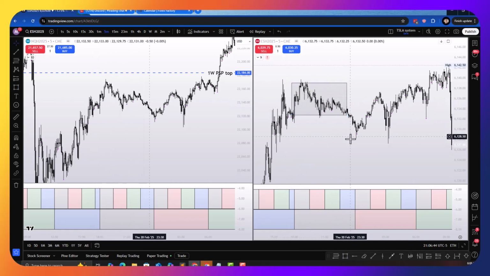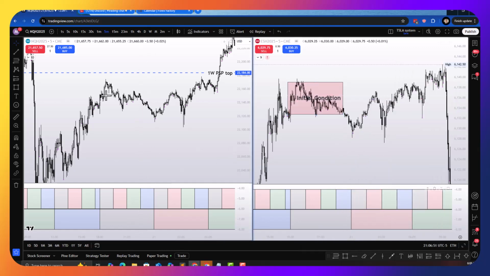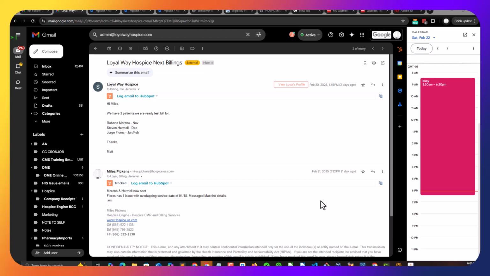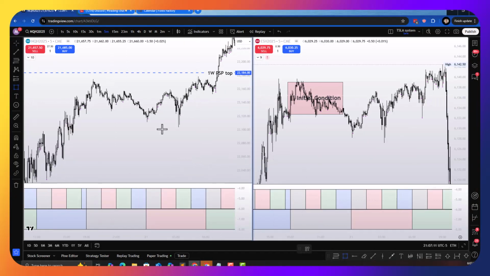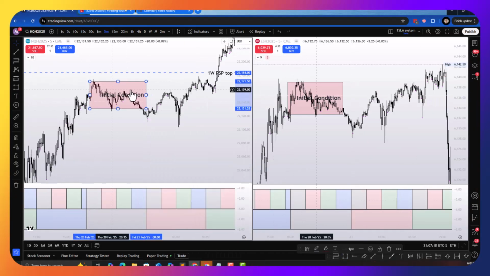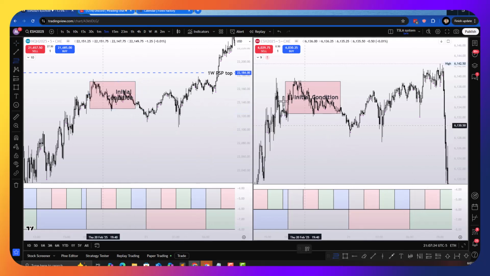So with Feigenbaum fibs, you want to box out your initial condition. I like boxing up the 5-minute candle bodies, mark that off, plot your levels, and see if it hit both zone -1 and zone +1. So I'm going to show that here.